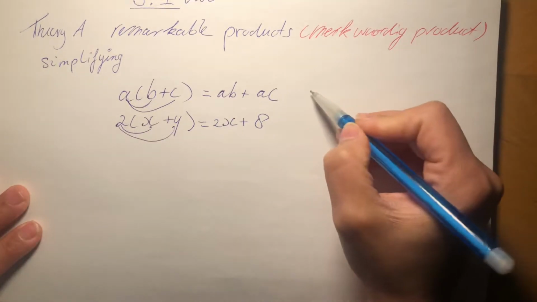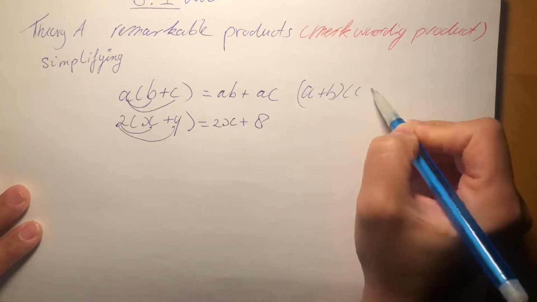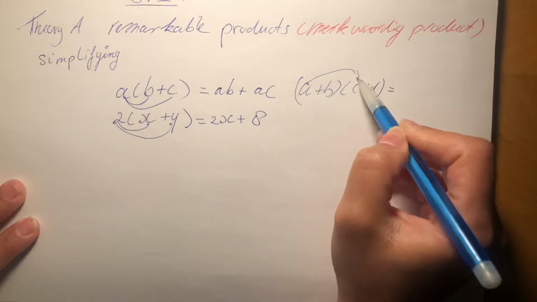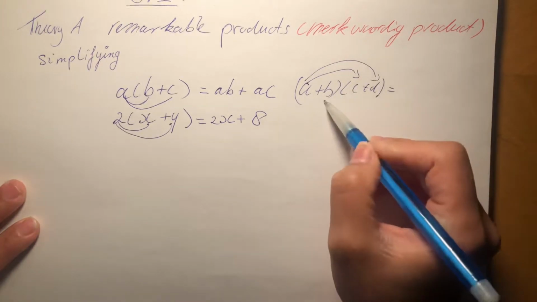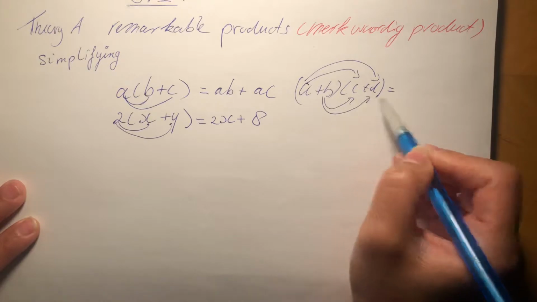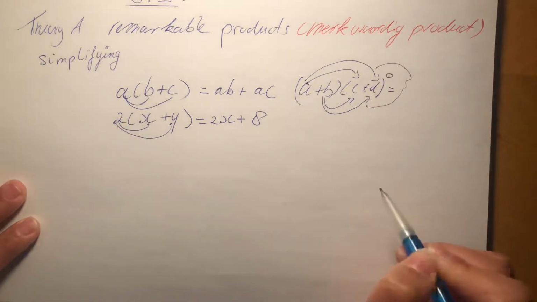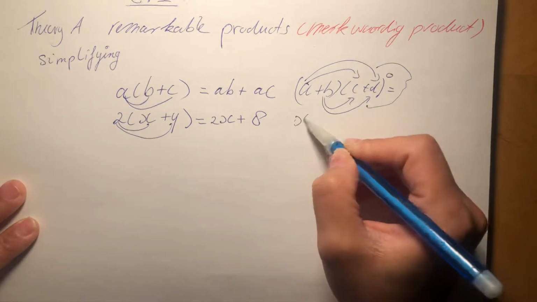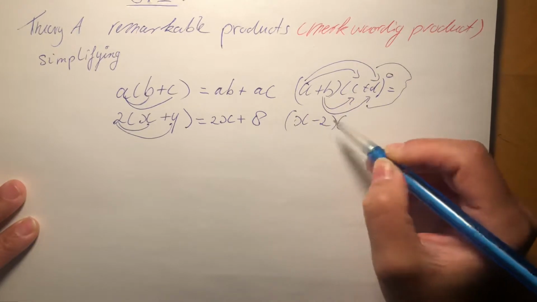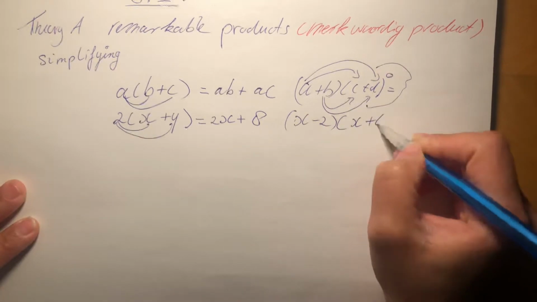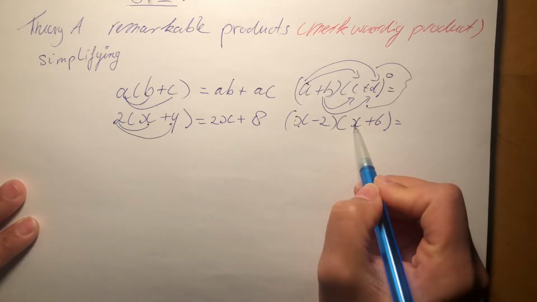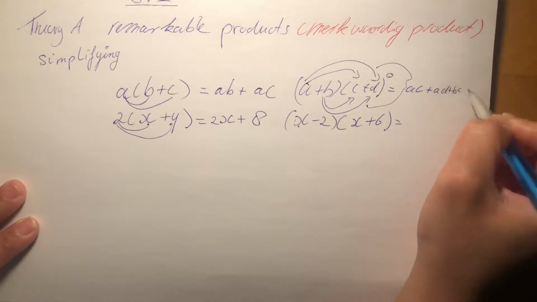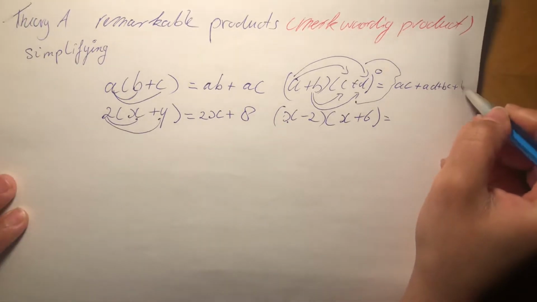Now, when you have (A + B)(C + D), I always say, use the parrot model. A times C, A times D, plus B times C, plus B times D. This looks like a parrot, and that's what we get. When we have numbers, let's come up with something: (x - 2)(x + 6). I'm doing this on purpose to show you with a negative number as well. Here we get AC plus AD plus BC plus BD.